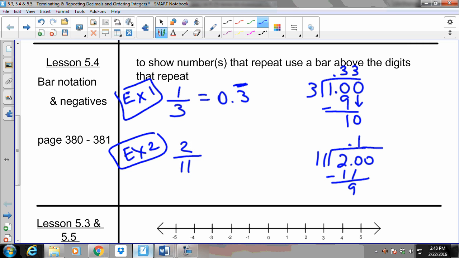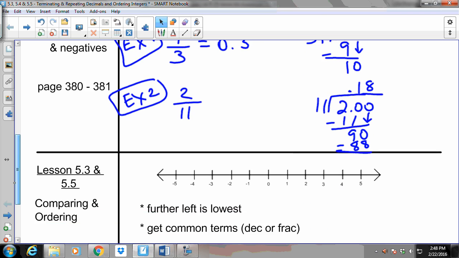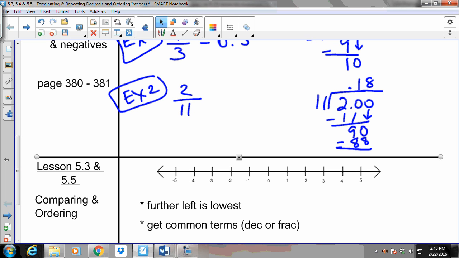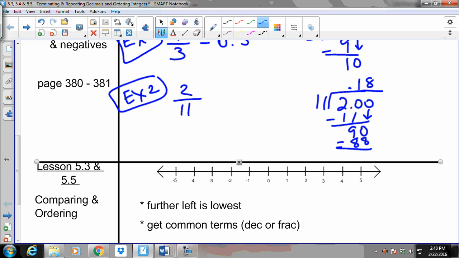11 can't go into 9, so you put a 0 down there. That's where that 0 came from. That goes 8 times. 11 times 8 is 88. It comes out to not enough room. Did I do something wrong? Oh, okay, there it is. It's supposed to start repeating. Why isn't it another 8?